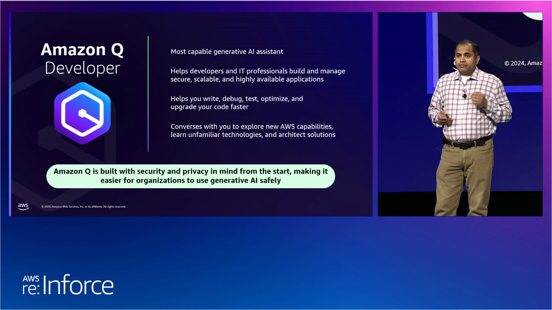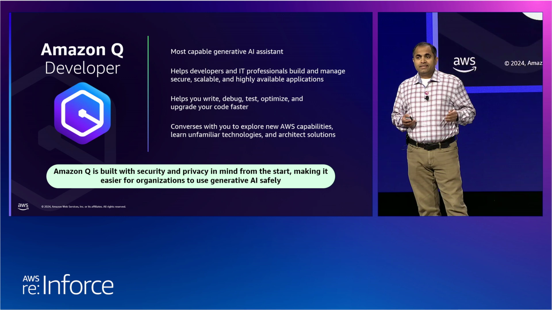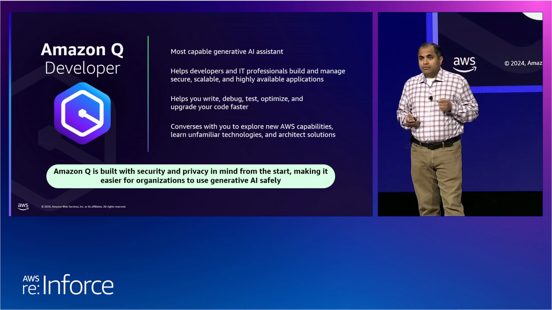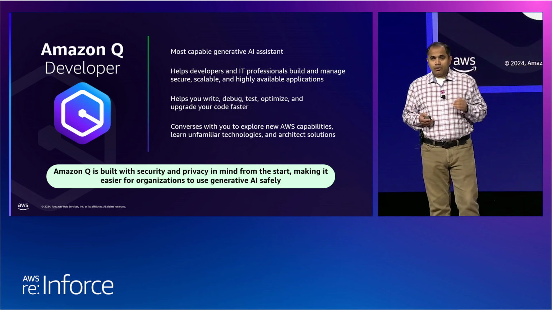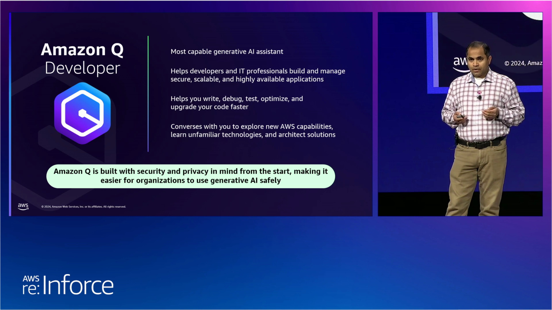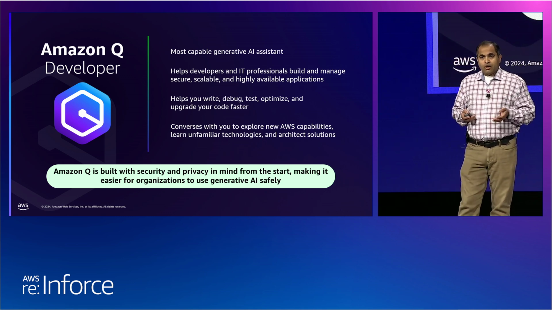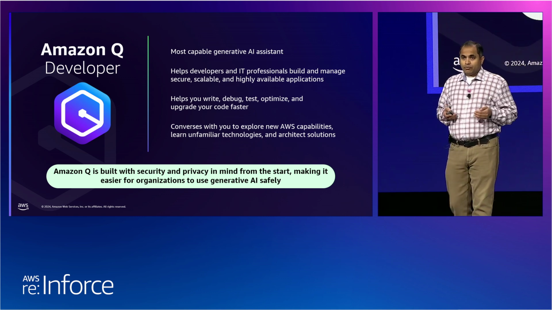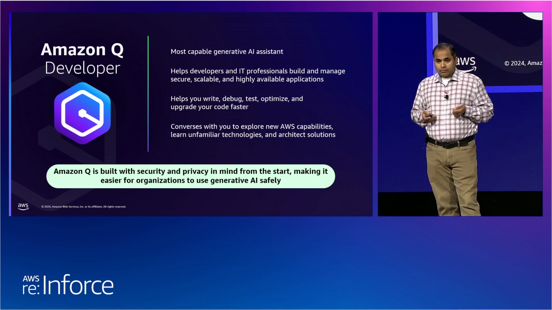Last year at re:Invent, we did the public preview of Amazon Q Developer, and this year we did the GA. Amazon Q Developer is the most capable generative AI assistant. It helps developers with all the different types of coding-related tasks they have to perform, whether they are writing code, debugging the code, testing it, or upgrading it. It provides all the tools to developers and IT professionals in building highly available software applications.